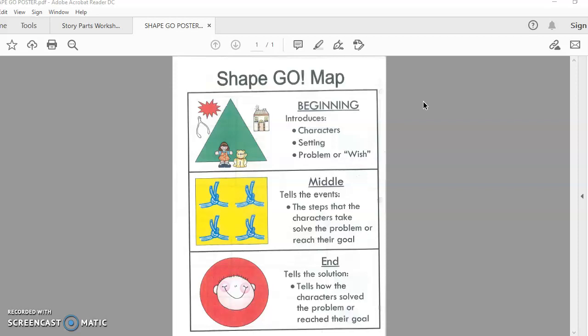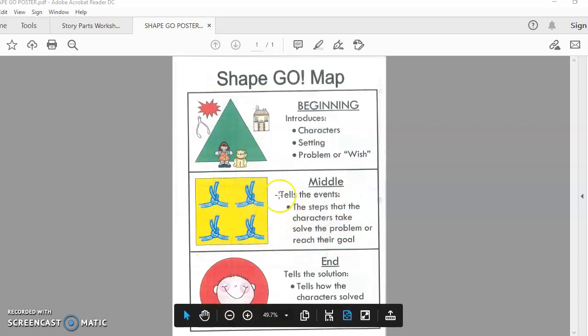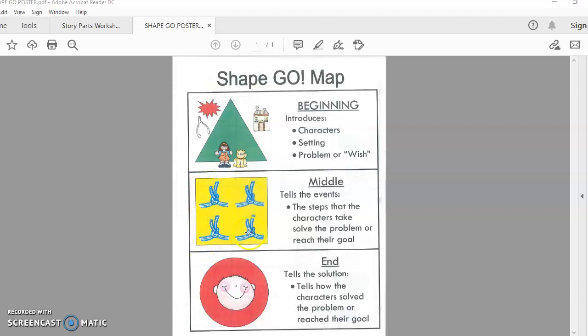So usually the main character has a wish. They want something. Maybe they want a pet and they're not allowed. But what happens is the problem will prevent the character from getting that wish. And then in the middle here, this is the part that is our square or our rectangle, because it's all the events, and we try to think of at least 4 events if the story has that many. And the events are the steps that the characters take to solve the problem or reach their goal.